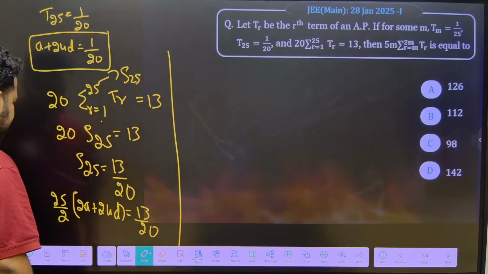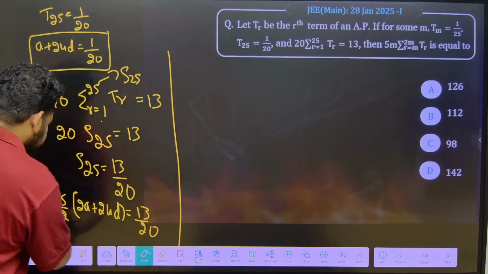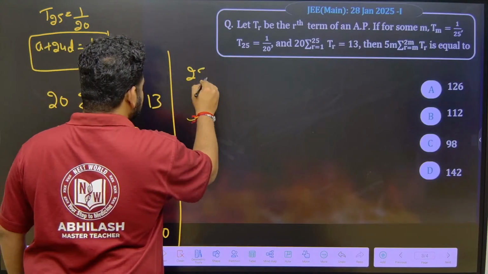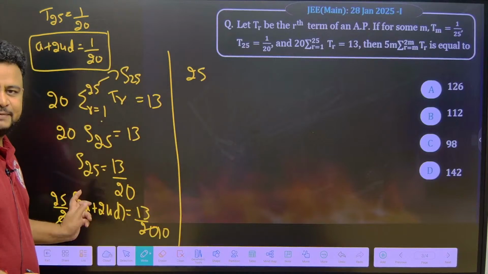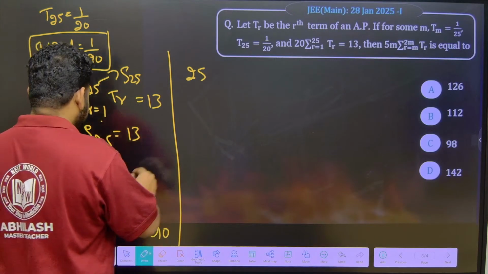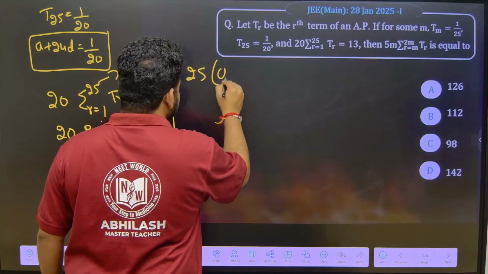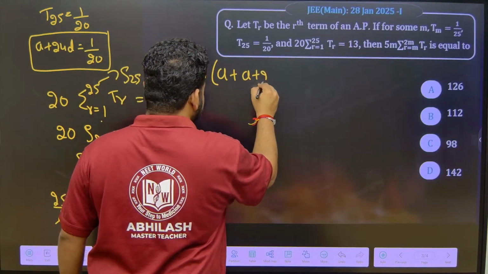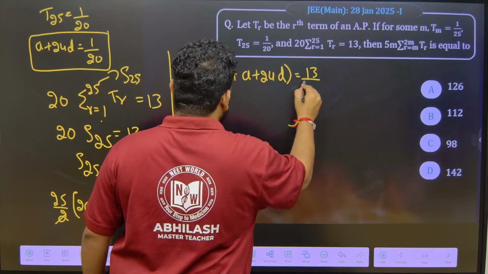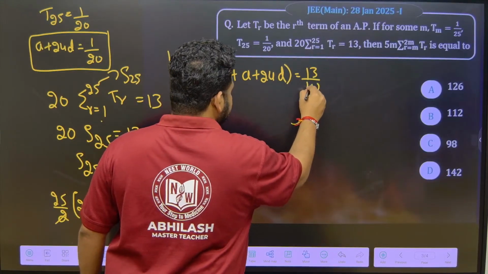So 25 by 2, I'll keep 25. The 2 on the one side and the 2 on the other side I can cancel. Now what do I have? 25 into 2a. I can write 2a as a plus a, correct? Why? I'll tell you. 25 into a plus 24d is equal to 13 by 10.